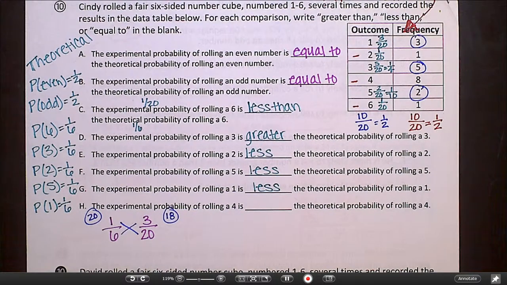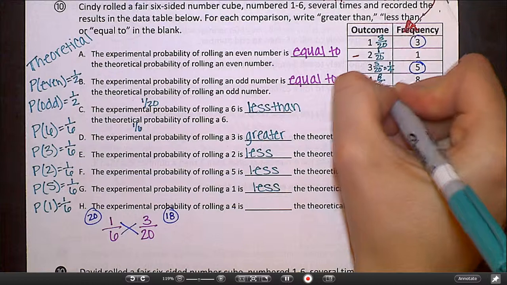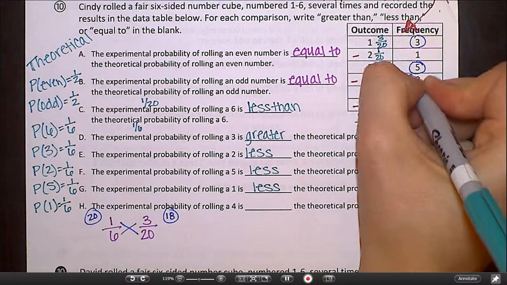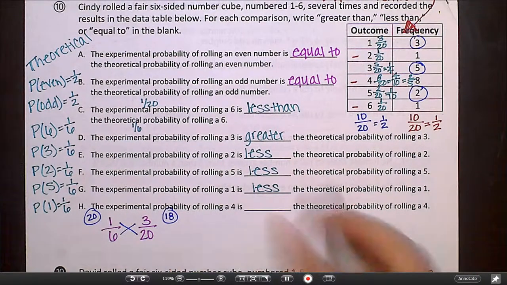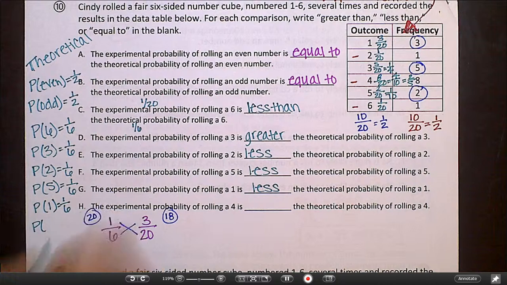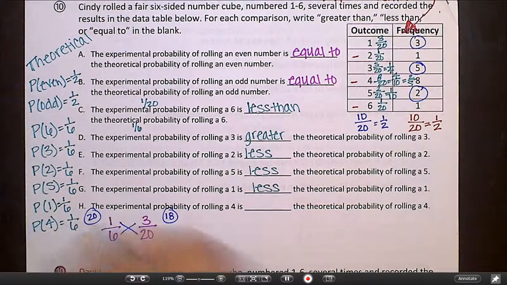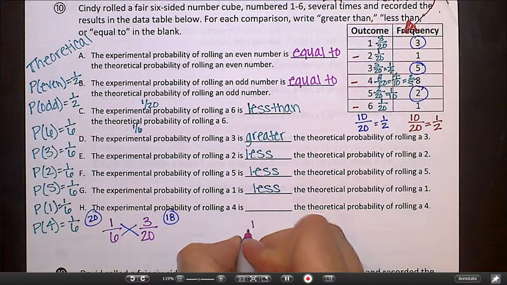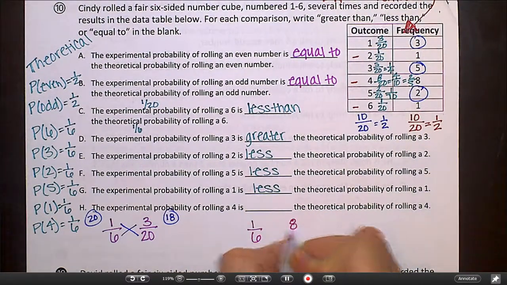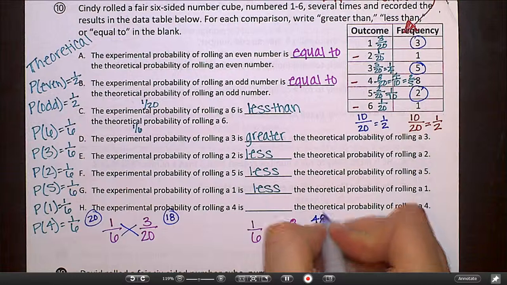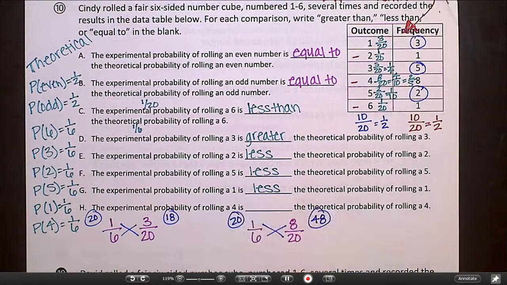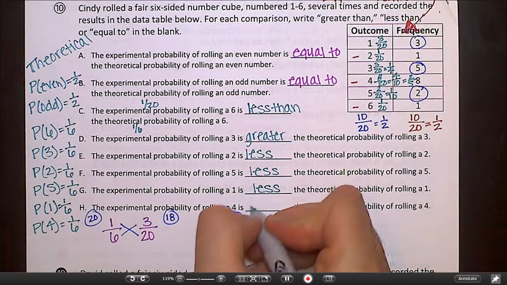Okay? Rolling a 4, that's 8 out of 20, which is 4 out of 10, which is 2 out of 5. So I'm going to go with the 8 out of 20 just because I don't want to risk messing it up and making a mistake. I know that the theoretical probability of a 4 is 1 out of 6, just like everything else. So which one's bigger, 1 out of 6 or 8 out of 20? Well, 6 times 8 is 48. 1 times 20 is 20. So that's no contest. 48 is definitely bigger. So that's my experimental probability. So that's greater.